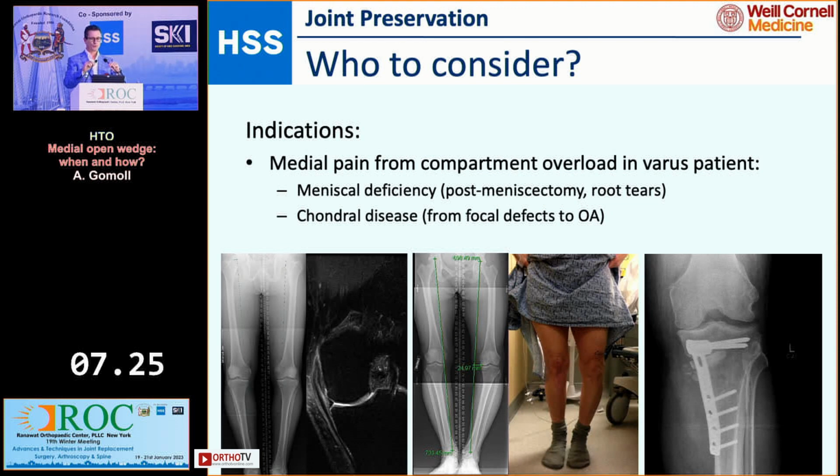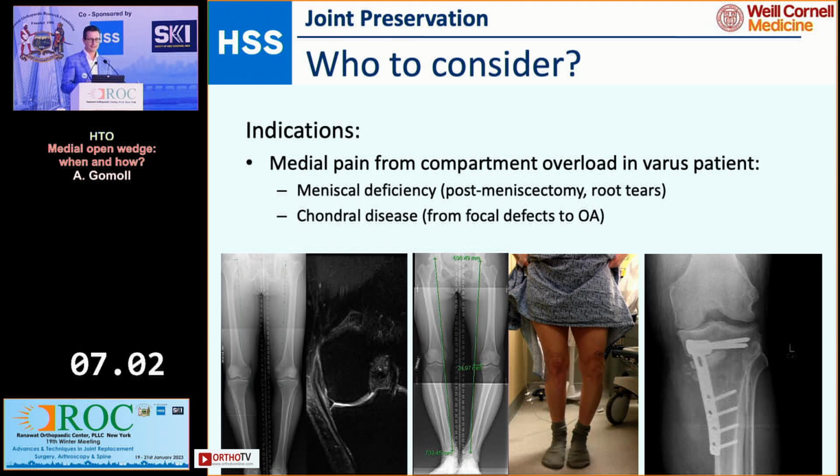So who do we do these for? Most commonly we do them for pain from meniscal deficiency, cartilage defects, or arthritis. And you see this patient example on the left. This is someone who had meniscal deficiency. They don't have any arthritis, but they had varus malalignment, so they overloaded the medial compartment.